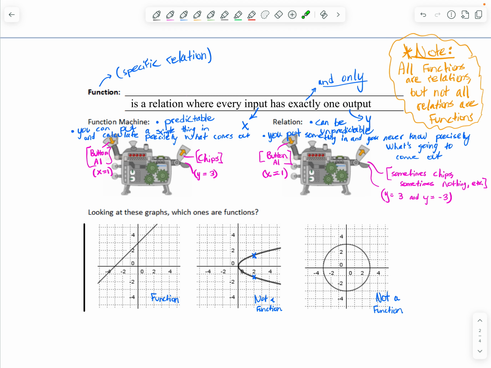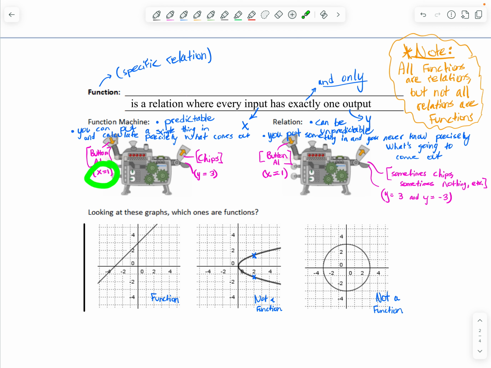We were talking about function machines, or a relation like a machine. Functions are more predictable. You can put in a single thing and calculate precisely what comes out. We were talking about a vending machine, and let's say you press the button A1. Well, you expect the machine to feed you chips, let's say. That button is specifically tied to chips, right?